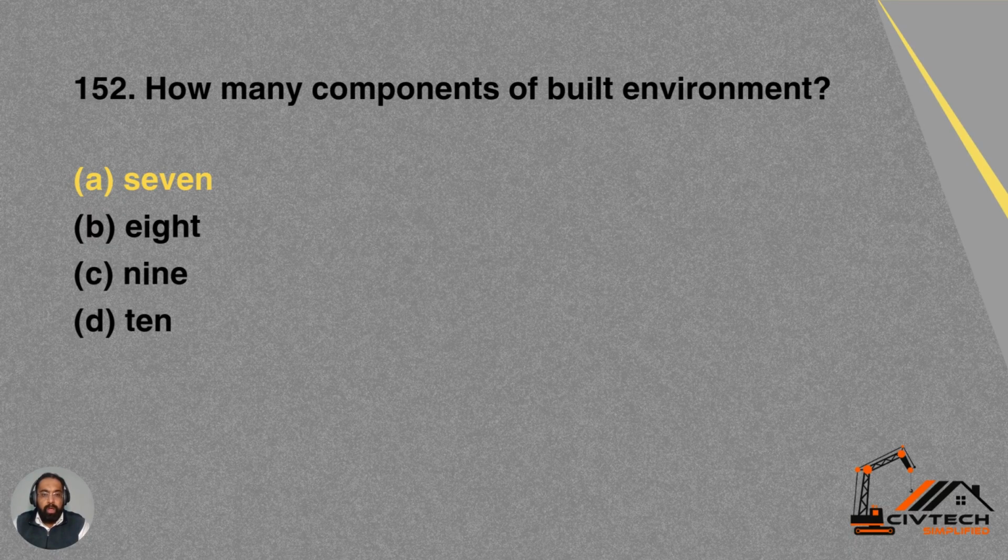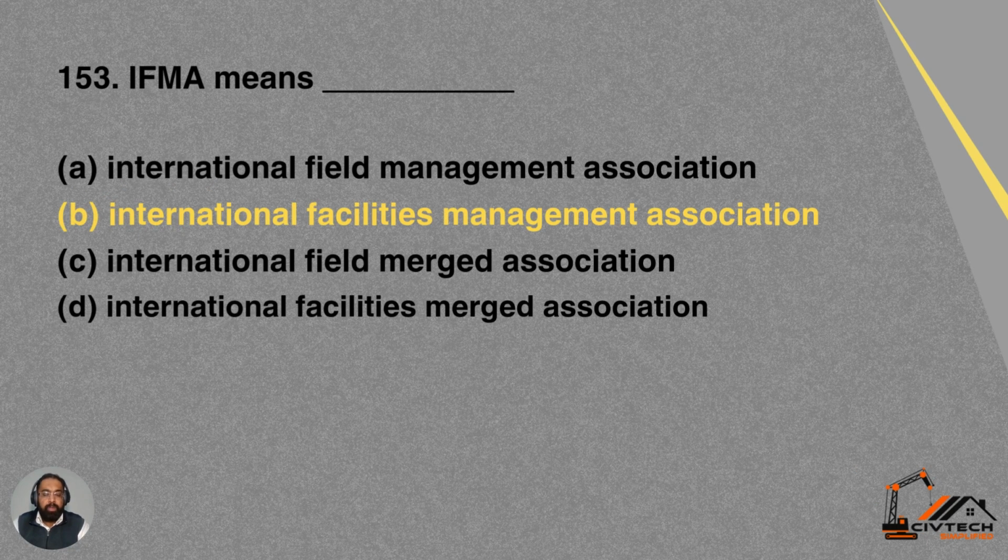Question 152. How many components are there for built environment? Option A, 7 components. Option B, 8 components. Option C, 9. And option D, 10. So how many components are there for built environment? There are 7 components in a built environment. A is the correct answer.